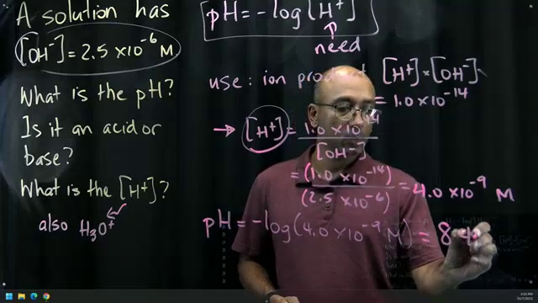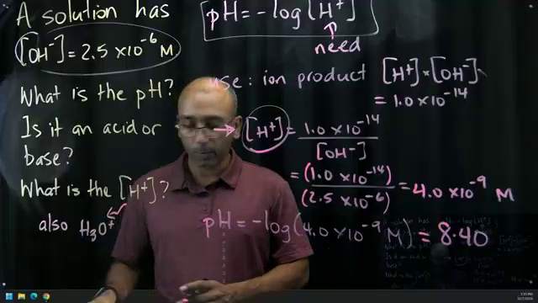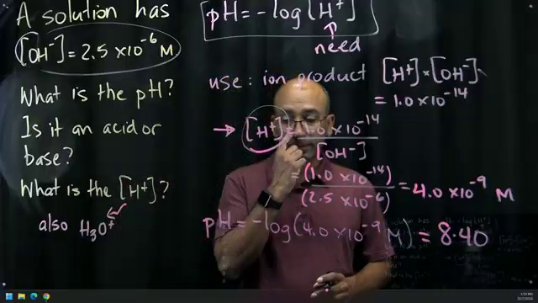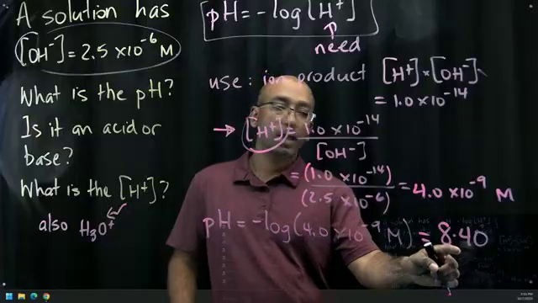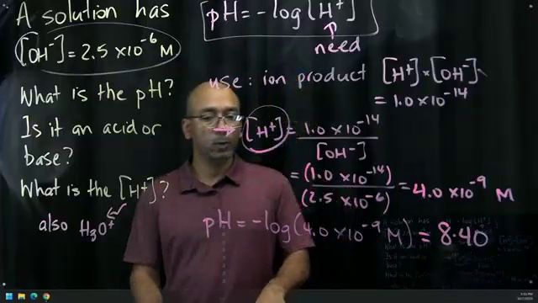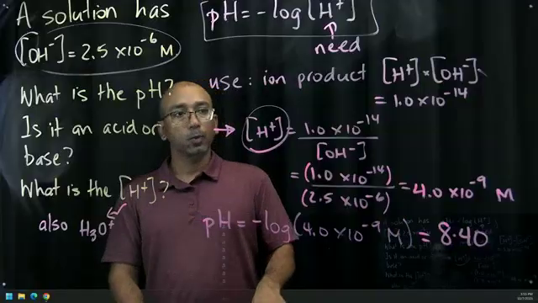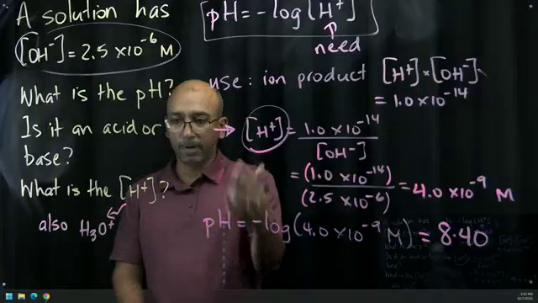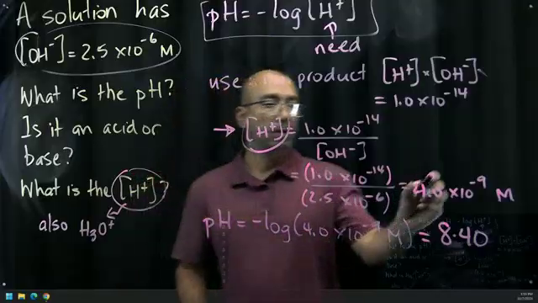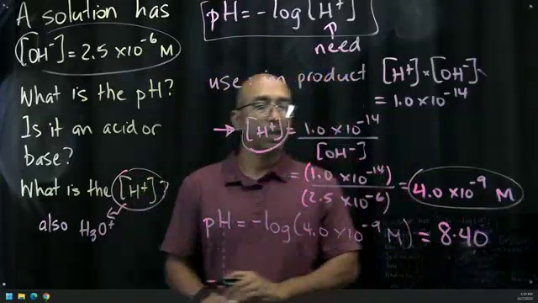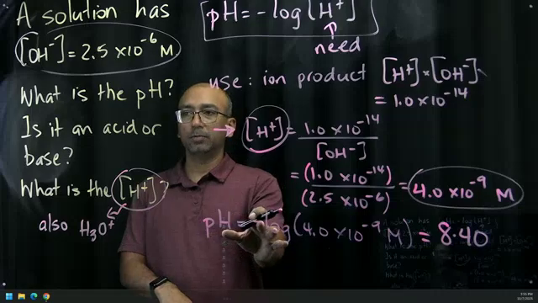40. You don't need to worry about sig figs with the logs. There are rules for sig figs, but we're not going to worry about them too much in our class. So the pH of the solution then ends up being 8.40. Okay, so that's the answer to the first question. We also determined, just by the way, the answer to the third question, the H plus concentration, which is this. And then we also determined the pH, which is what we needed to do originally.